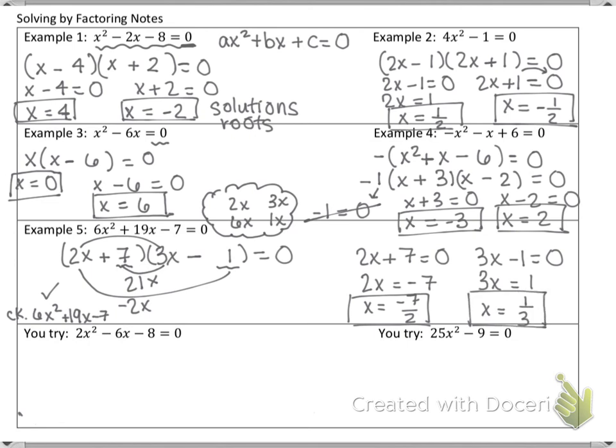Solving by factoring. So we're going to make sure we have standard form, factor it, and then set each factor equal to 0 and solve for x. Go ahead and try the ones at the bottom if you wish, and you can just go ahead and proceed and go to your homework.